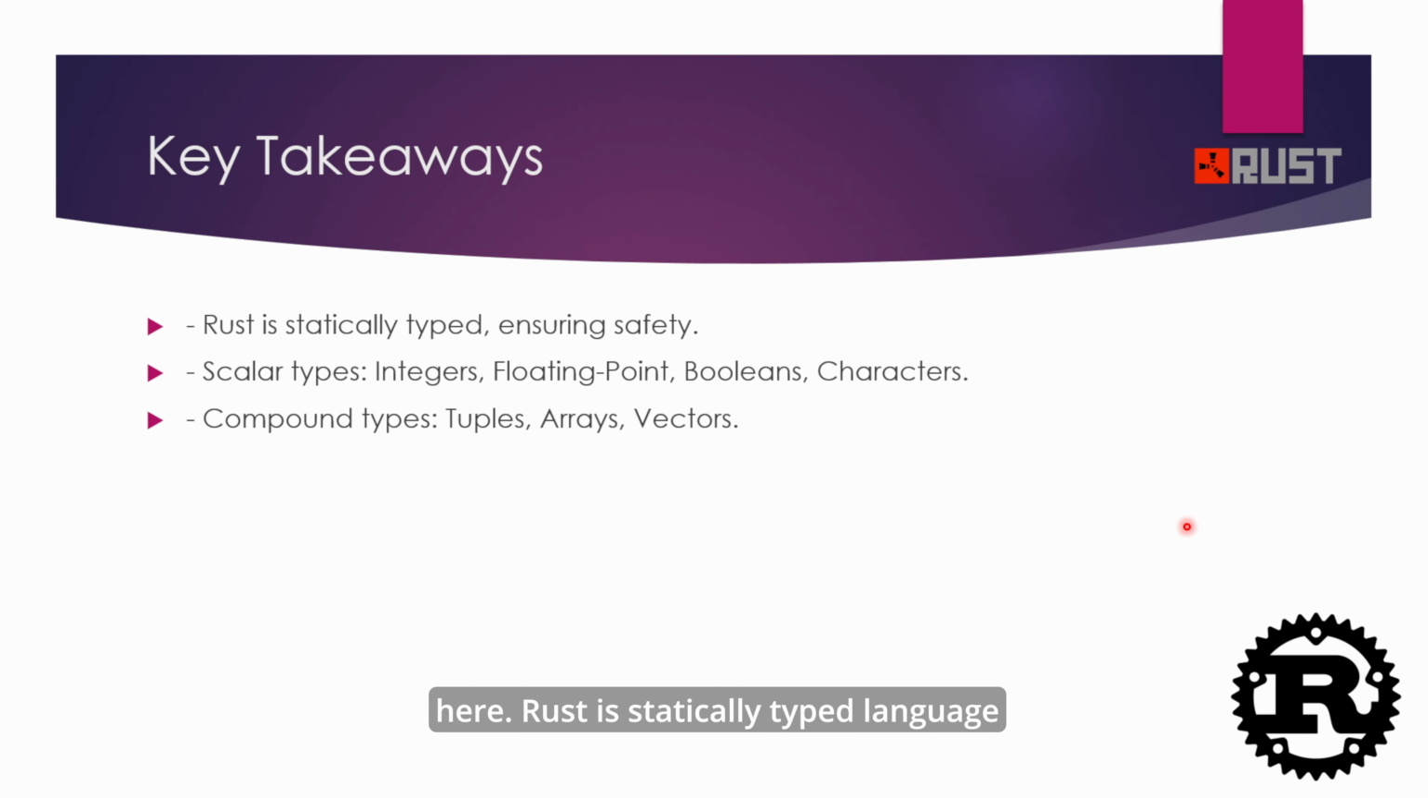Here, Rust is a statically typed language ensuring safety and performance. Scalar types like integer and boolean represent single values. Compound types like tuple and vector help you manage collections of data. We will continue practicing each concept step by step in upcoming videos.